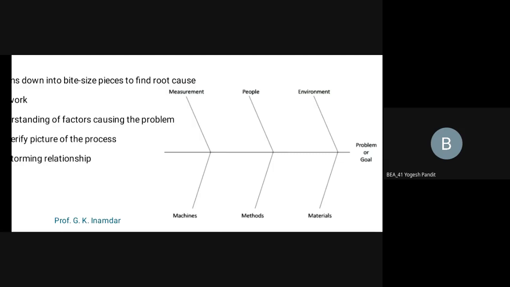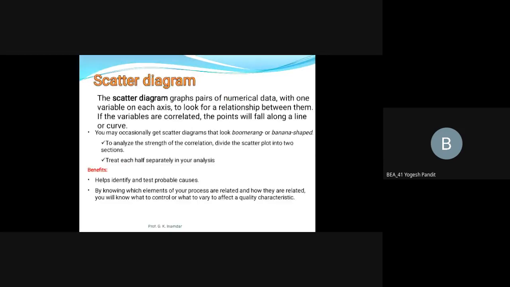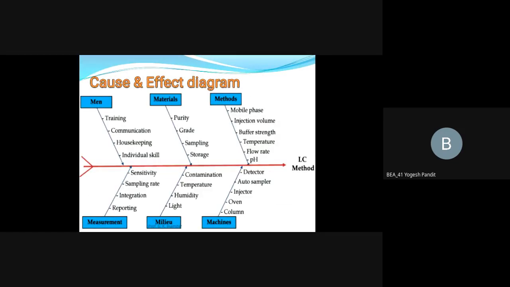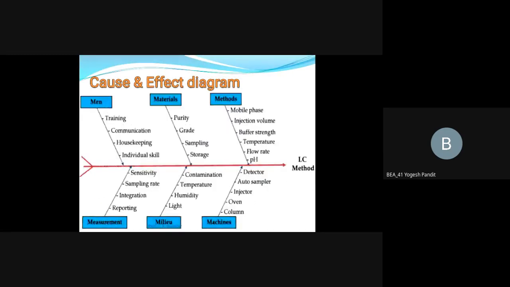So this fishbone diagram, or Ishikawa diagram, is also known as cause and effect diagram. Generally we know, suppose this is one example. Suppose there is one problem. So who is responsible for that? We have to find out all the factors inside particular headings: man, material, methods, measurement, machines, people, environment, we can say that.